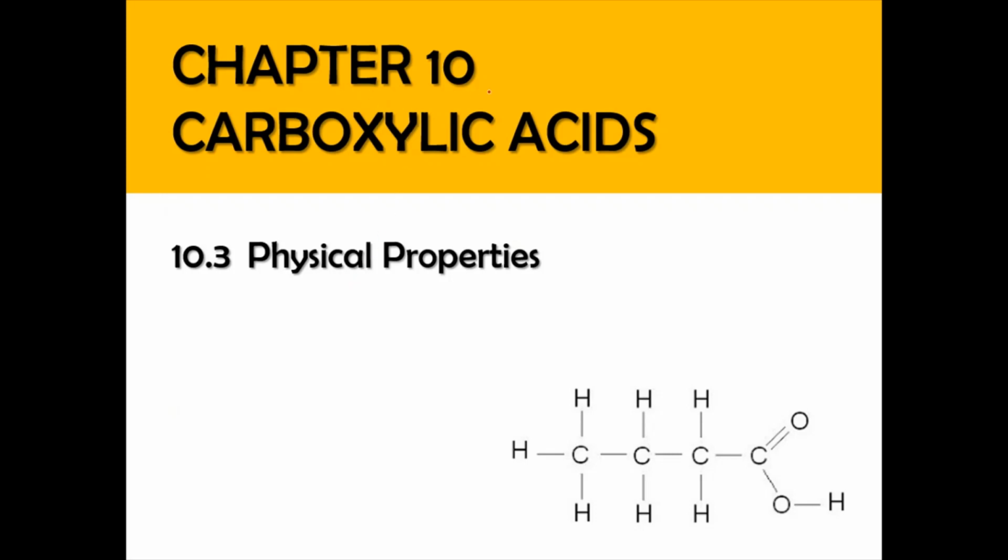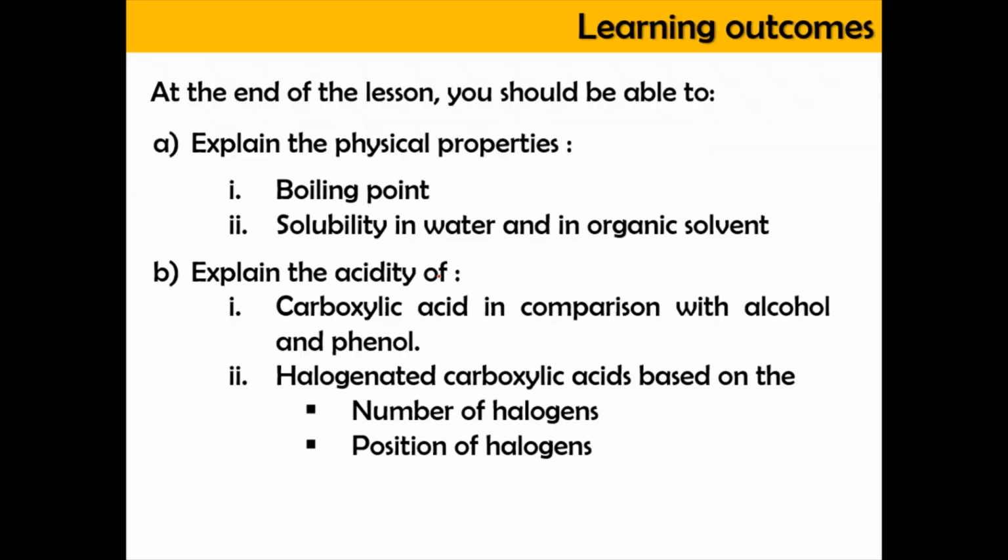So now we are in chapter 10, which is carboxylic acid, and we're going to focus on the subtopic of 10.3, which is physical properties. So in this video, we're going to look and explain into the physical properties of the carboxylic acid, where we can explain them in terms of the boiling point, as well as by doing the solubility in water and in organic solvent. Also, we're going to explain the acidity of the carboxylic acid in comparison with alcohol and phenol.